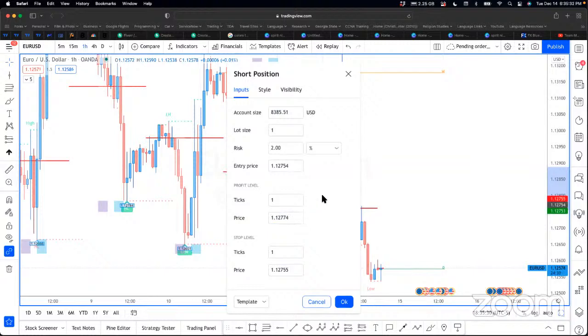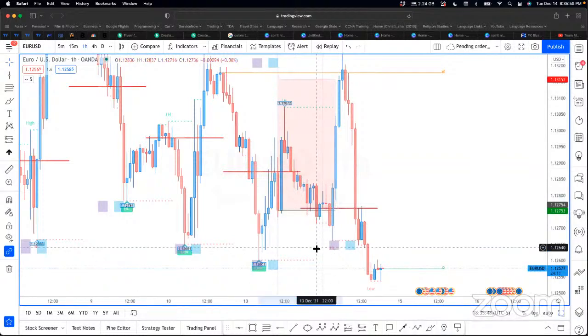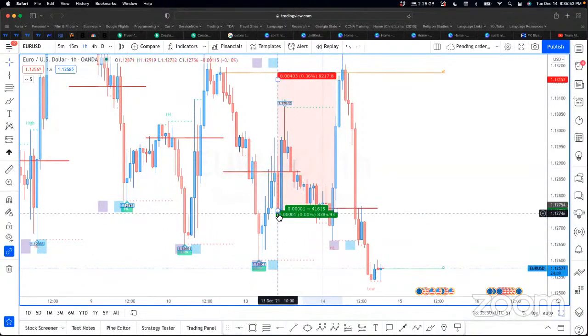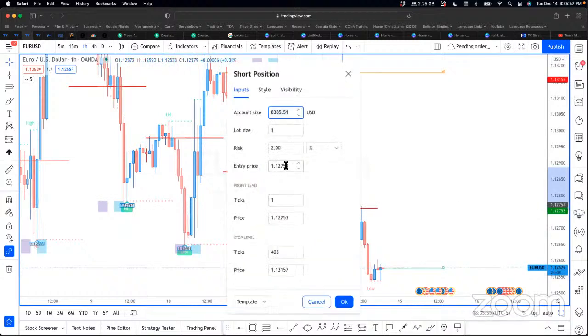1.12774. Okay. Your stop loss again was what? According to this, because I thought it was a different number, 1.13157. Look at this. I'm looking. So I'm going to make sure I'm getting this right. Your entry is 1.2749.